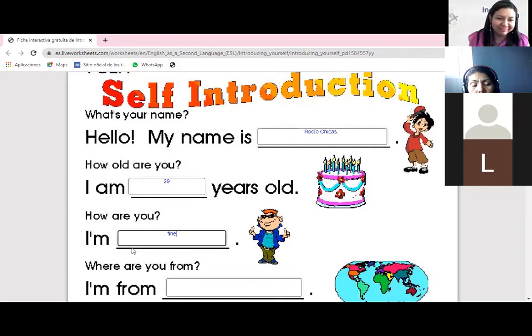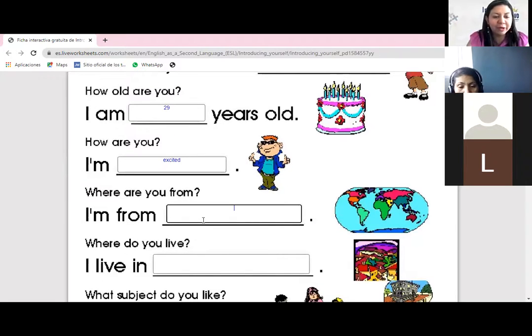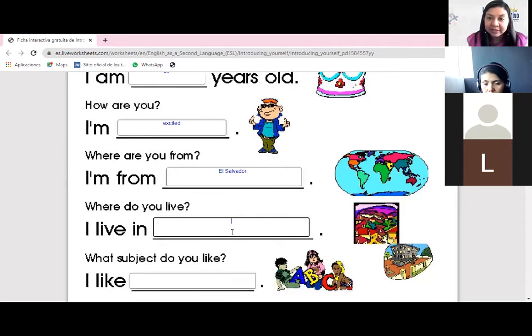I'm excited. I'm nervous. ¿Y pueden describir cómo se sienten, verdad? Yo me siento emocionada. I'm excited. Where are you from? I am from El Salvador. Aquí usted puede poner su país o su ciudad. But in this case, we're gonna type the country. Vamos a poner el país y aquí, and where do you live? ¿Dónde vives? We are going to type our city. I live in San Salvador. I live in Olocuita. I live in San Marcos. I live in San Vicente. I live in Chalate. I live in Nejapa, etc.